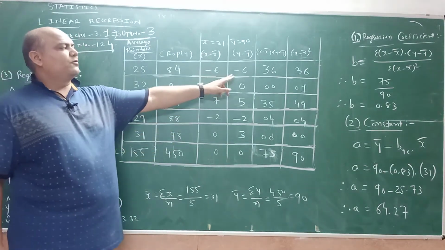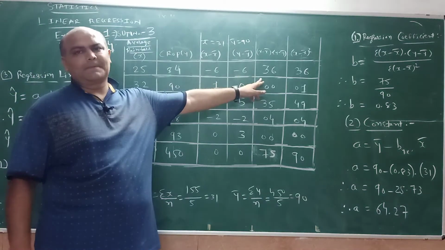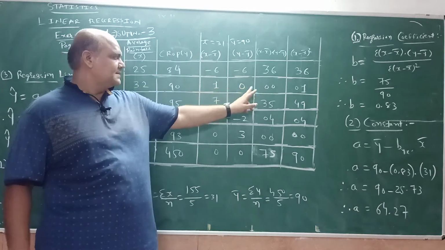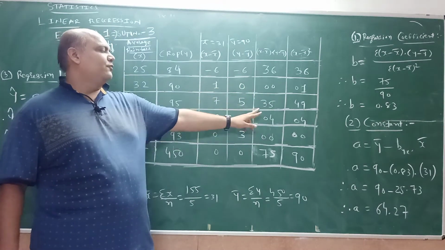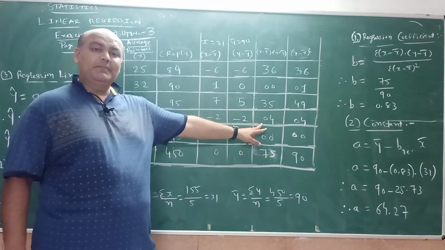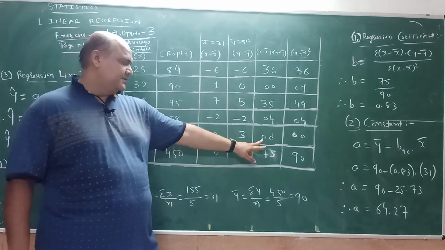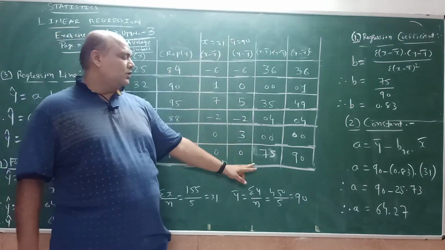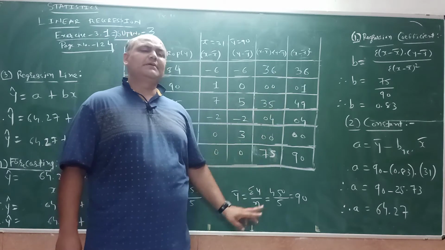Minus 6 into minus 6, and the answer is 36. Minus 1 into 0, 0. 7 into 5, 35. Minus 2 into minus 2, minus plus, so it is 4. 0 into 3, 0. Do the total of the column, that is 36 plus 35 plus 4, 75.